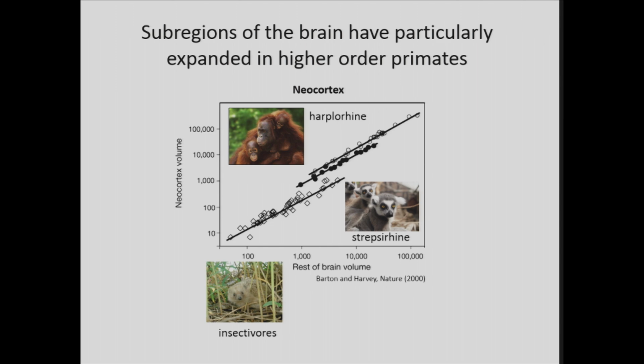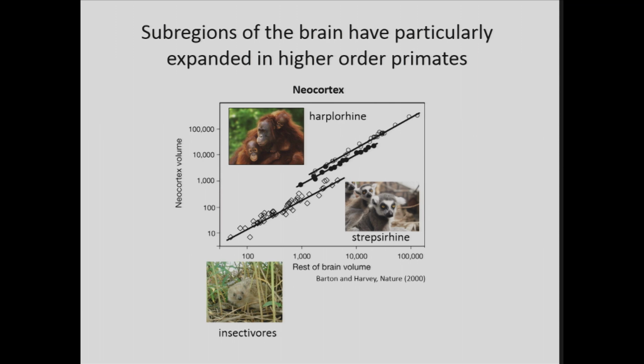So this is a figure taken from Barton and Harvey in Nature 2000. On the x-axis, they have the brain volume. So before we saw body volume, this is now the brain volume. And on the y-axis, we have neocortical volume. And you can see, so the open triangles are insectivore mammals. The closed circles are Strepsirrhine primates. And the open circles are Haplorhine primates, which we are included in that group.